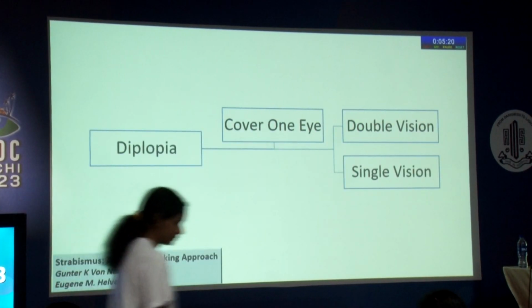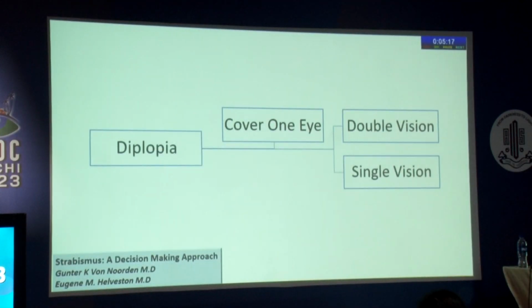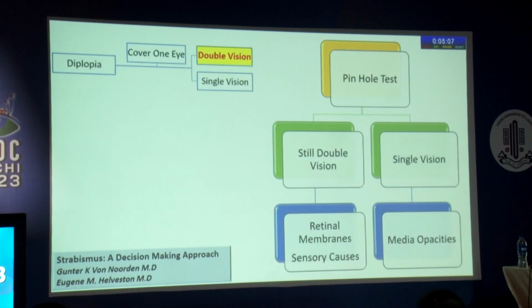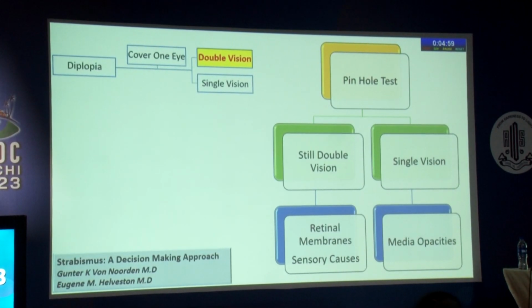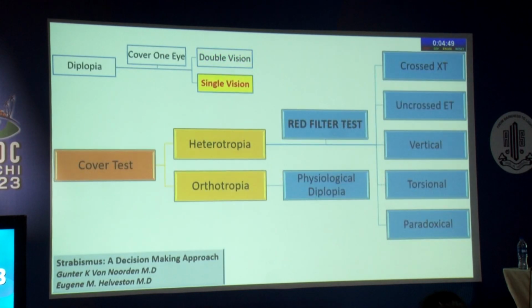Let me take you through the next few slides about the systematic approach to a case of diplopia. The first basic step is to cover one eye to confirm whether you are dealing with double vision or single vision. If after covering one eye the patient still complains of double vision, it is going to be a monocular diplopia. The immediate test needed is a small pinhole test, and if the patient then complains of single vision, it is because of media opacities. If the patient still complains of double vision, it might be because of retinal membranes and sensory causes. When covering one eye, if the patient immediately tells you it is single, then we are dealing with a proper case of diplopia.